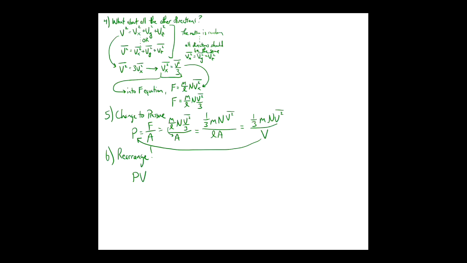Right? It seems a little bit like a miracle at this point. Like we made some assumptions. We did some Newton's law stuff, just looking at one wall, did some averages, and now all of a sudden I've got PV, which is something that we already had, okay? So PV is equal to 1/3 mNV squared average. Let's compare that to the ideal gas law itself here in just a second.